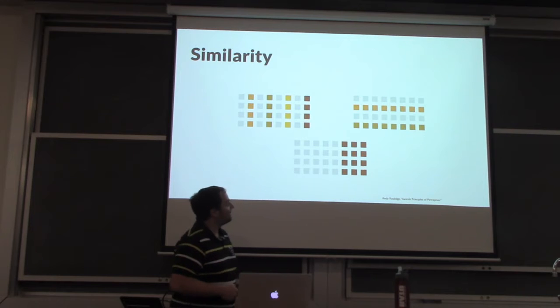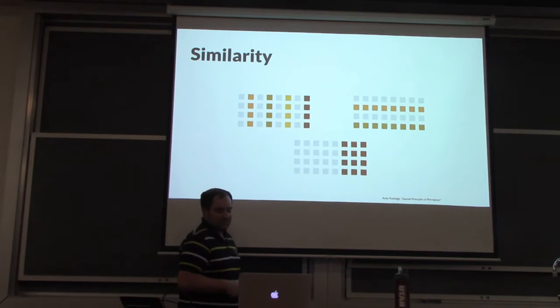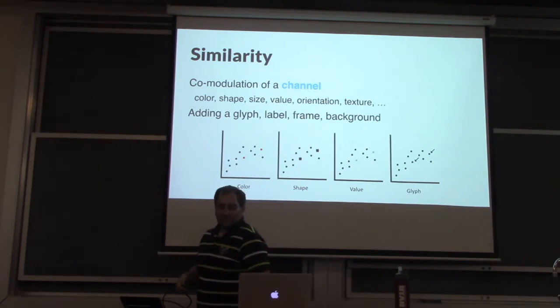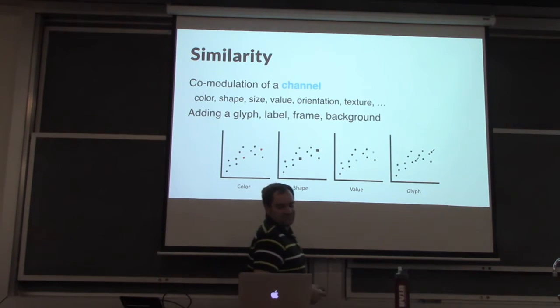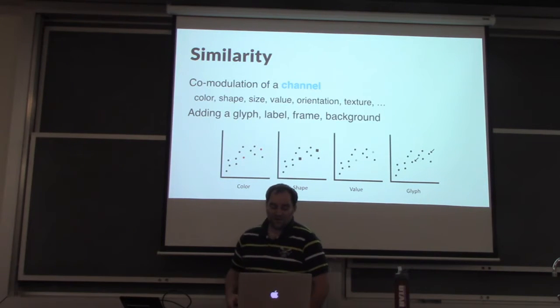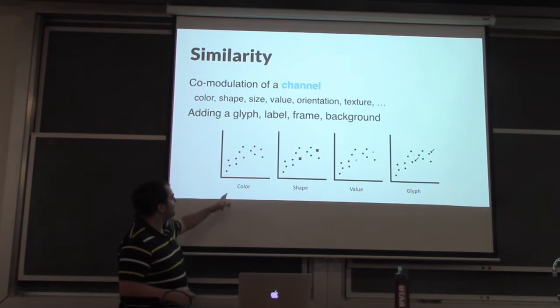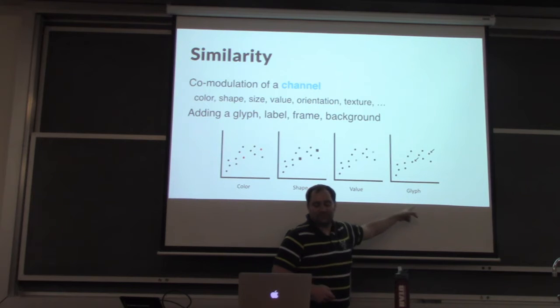Here are other examples for similarity. We have similarity by color, so here we will group by color in these various examples. You can also formulate this more generally. It's more of a co-modulation of a visual channel, for example color, shape, size, value, orientation, texture, adding a glyph, adding a label, adding a frame, adding background. So here we're grouping by color, grouping by shape, grouping by value, or grouping by adding a glyph.